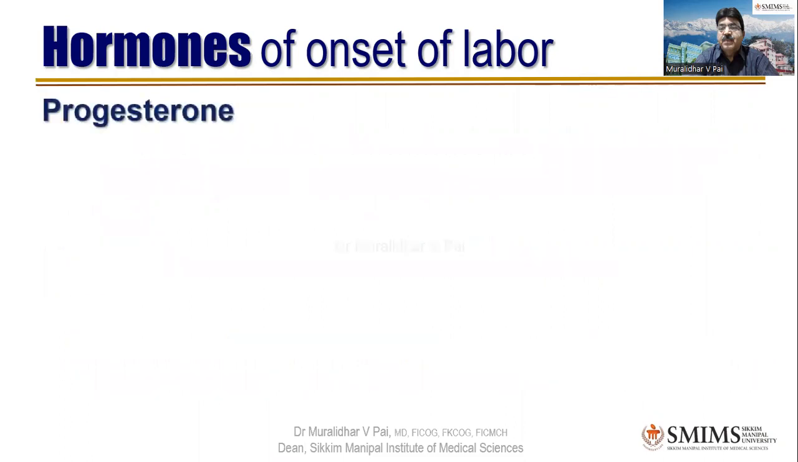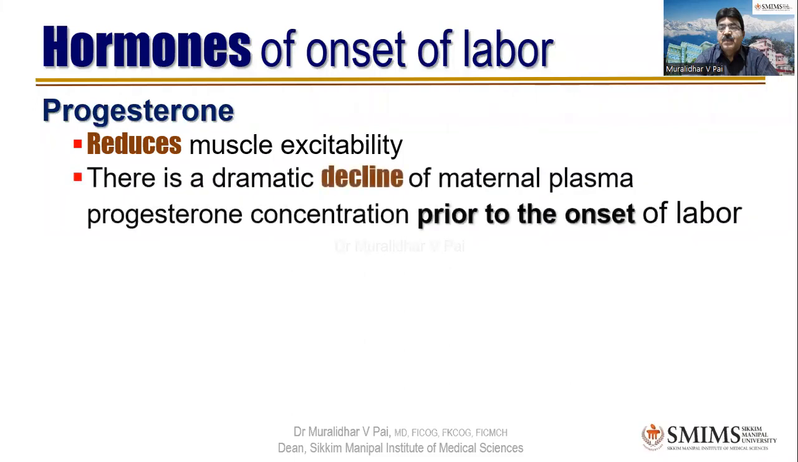or subsequent slide. Now I talk about progesterone. As I said, it reduces muscle excitability. So if the muscle has to get excited, progesterone has to go down. There's a dramatic decline of maternal plasma progesterone concentration prior to the onset of labor. Dramatic decline is the word that you have to remember. Progesterone means pregnancy, P for P. So if you want the pregnancy to be on, progesterone is the hormone.